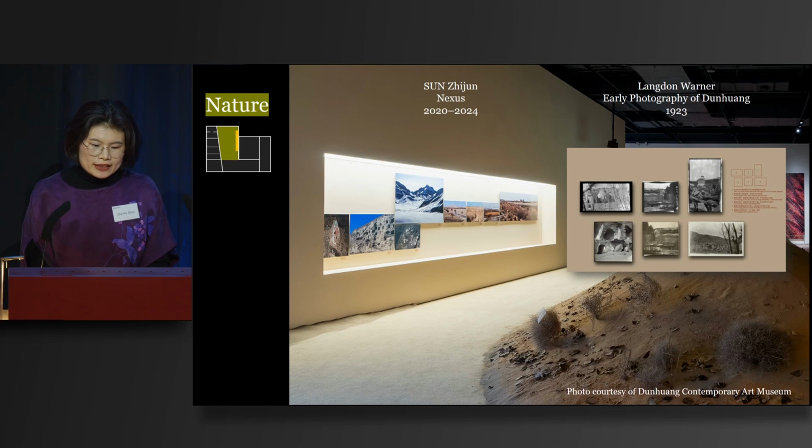And on its left side is a contemporary photography of the similar area by the Dunhuang Academy photographer Sun Zhijun. Next to it, it shows us this landscape of snow mountains and the cliff of the Mogao Caves, until what we see in the cave itself.